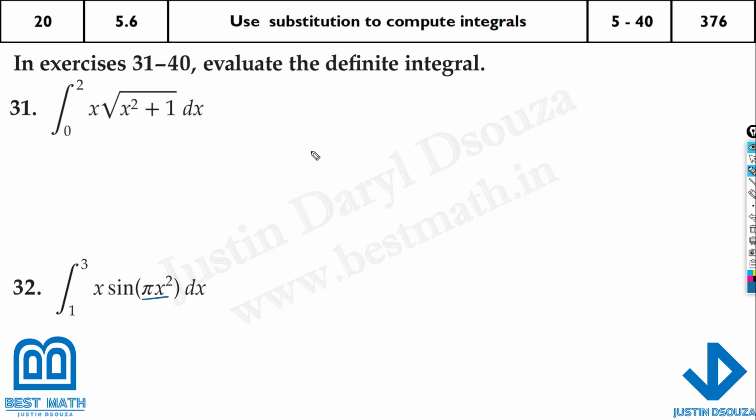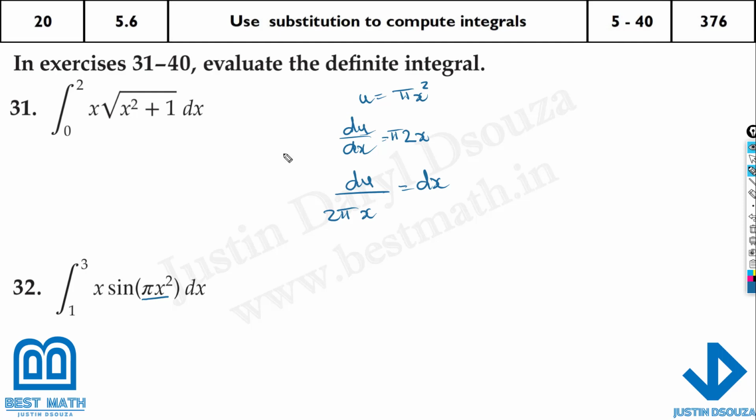Whatever is inside sine, we just take it as u. So u is pi x squared, because we can easily solve sine u, isn't it? Now let's derive this. Pi is a constant, so du by dx would be equal to 2x, and pi is a constant. Now let's write dx. du would be 2 pi x. I've just written pi over here, 2x, 2 first, 2 pi x, that is equal to dx.